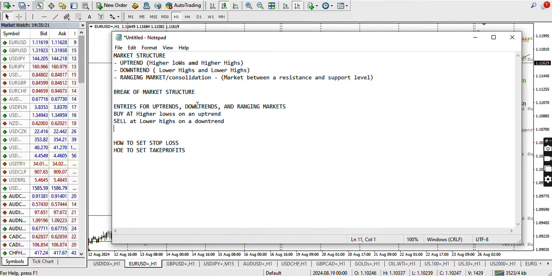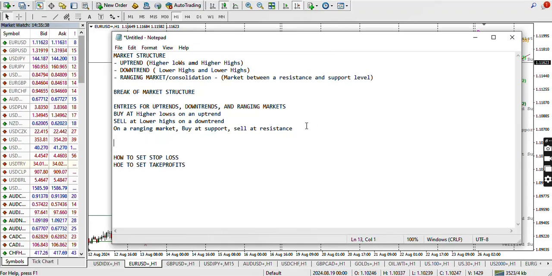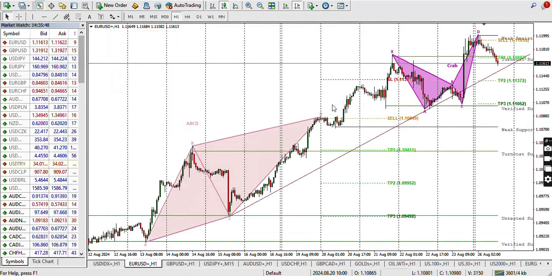Then on a ranging market, buy at support, sell at resistance. Okay, so it's as simple as that. So we're able to touch on all this. The next thing we're going to look at here is how to set your stop loss, and we've already talked about how to set take profits, right? But we'll just look at stop loss.